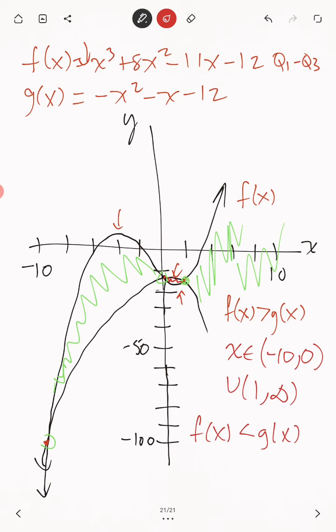And so the solution for that inequality is x is an element of 0 to 1. All right, so that was method 1 where we graph both functions and we observe where one function is above or below the other.